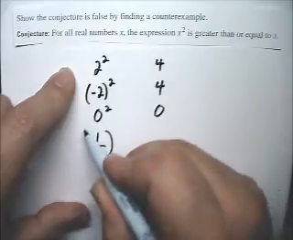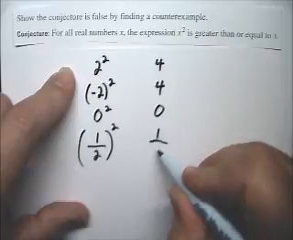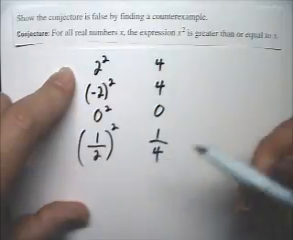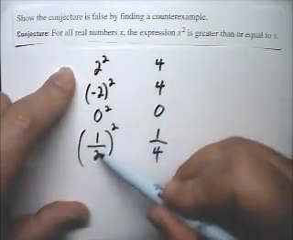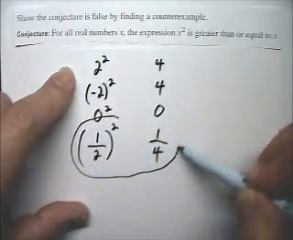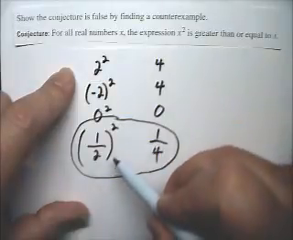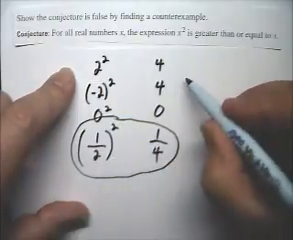See, if you have 1/2 squared, well, 1/2 times 1/2 is 1/4. You see, and 1/4 is not greater than or equal to 1/2. So here's your counterexample. That's one counterexample, and so it might be any fraction.